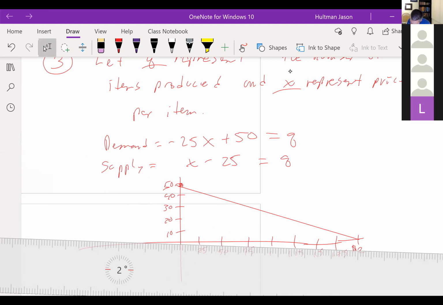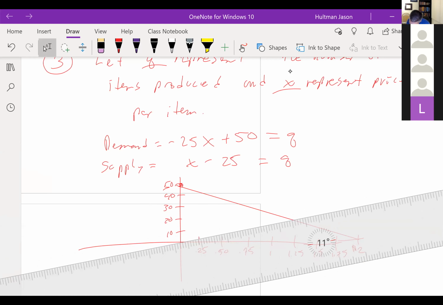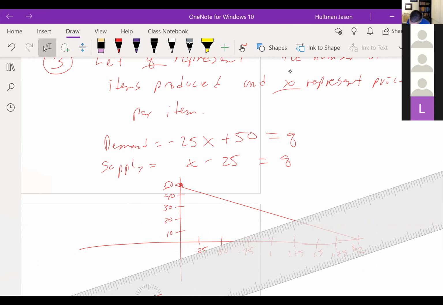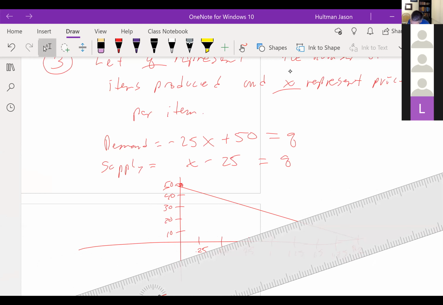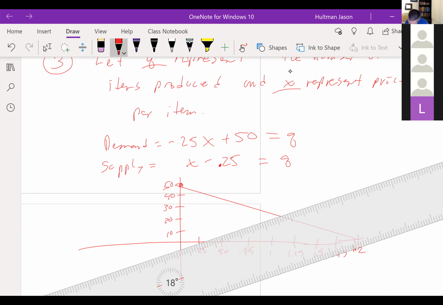This is going to be x minus 25. So when x is 25, I'm at 0. When x is, what do I want here? I'm going to make this 0.25, sorry. Okay, when x is 0.25, I'm at 0, and then I'm going to go up by ones. So 0.25, and then we're going to go up by a slope of 1.